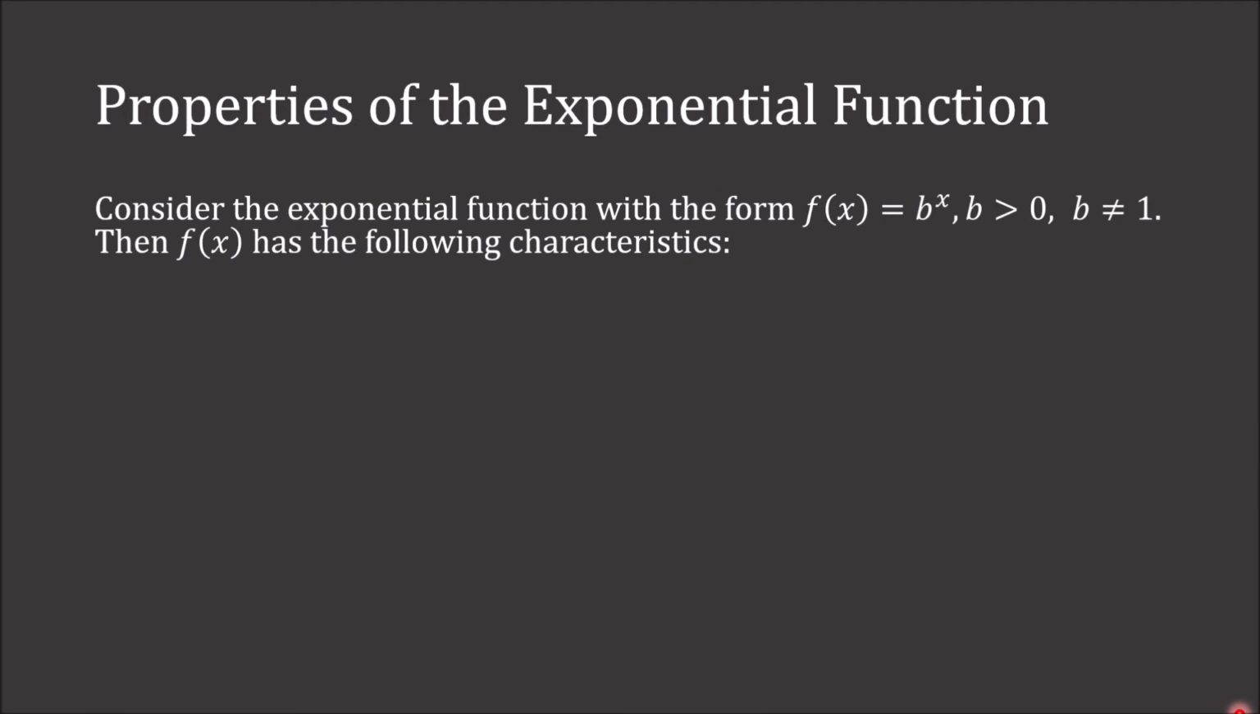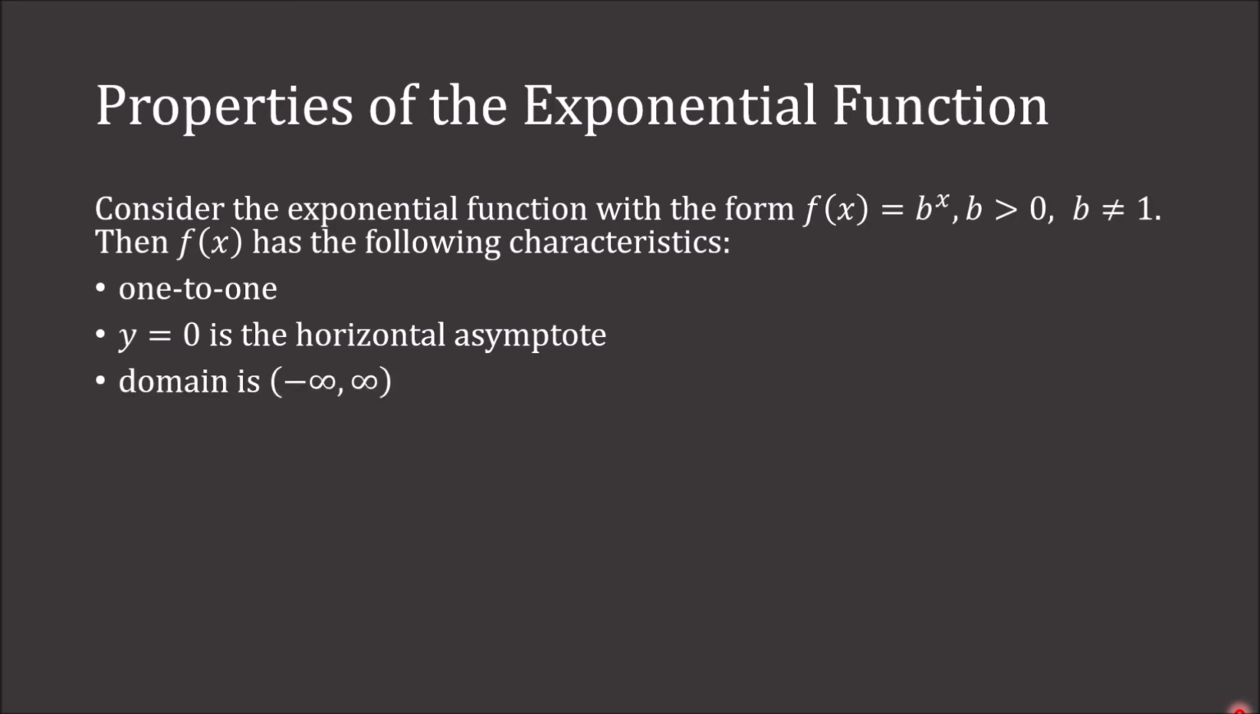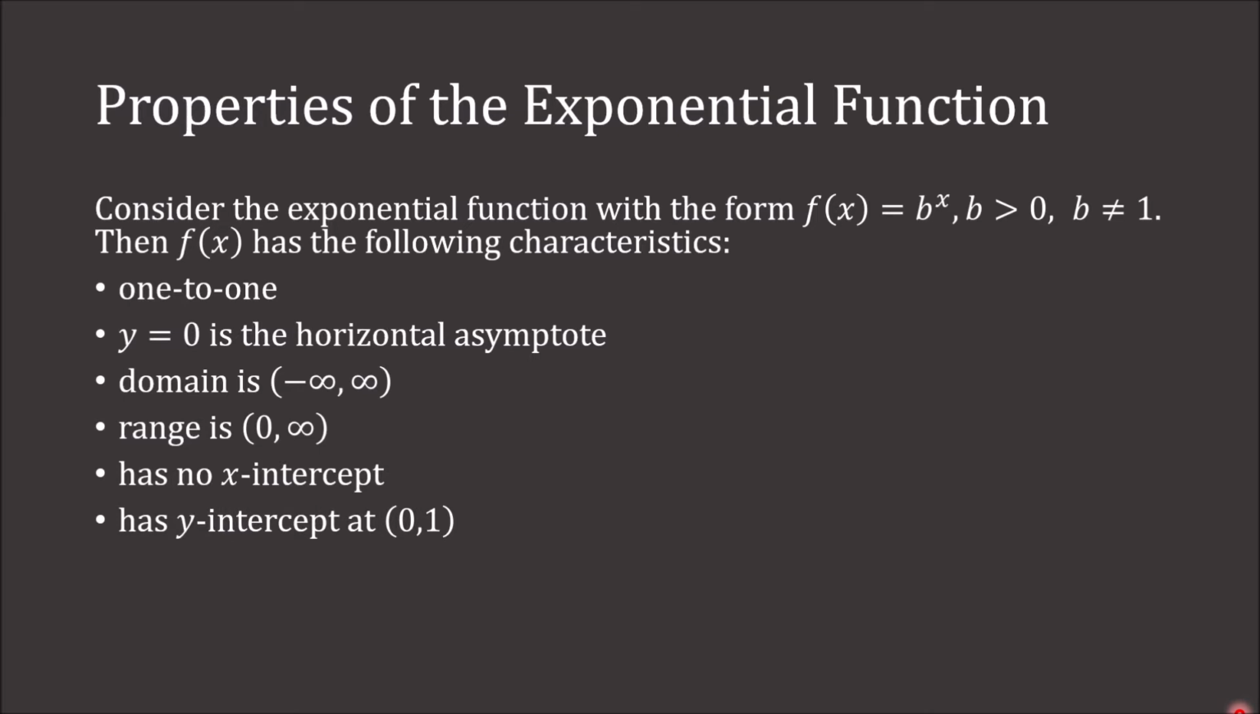So if we consider the exponential function of the form f of x equals b to the x, b greater than 0, b not equal to 1, f of x will have the following characteristics. F of x is 1 to 1. Y equals 0 is the horizontal asymptote. The domain is all real numbers. And the range is all positive real numbers. It will never cross the x-axis. It crosses the y-axis at 0, 1.